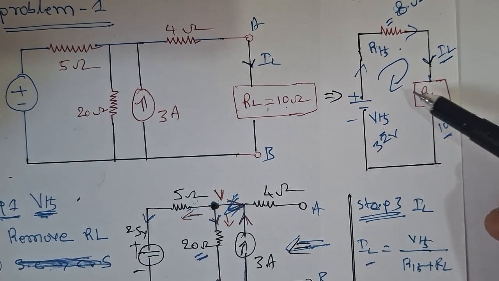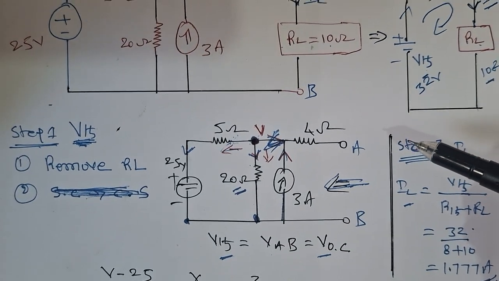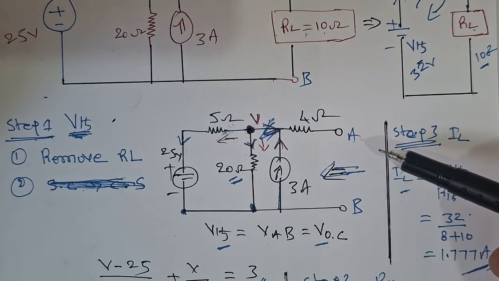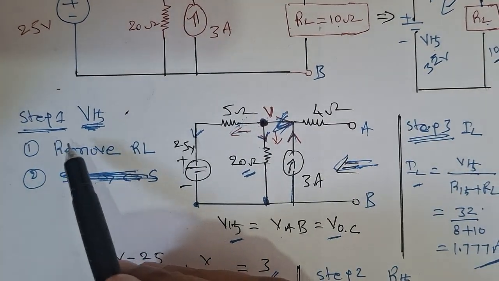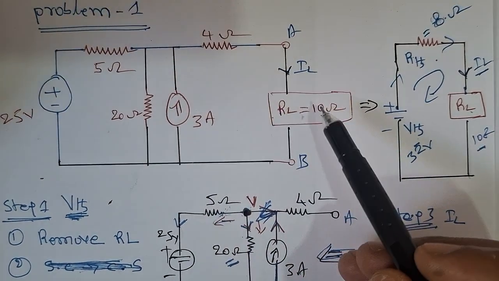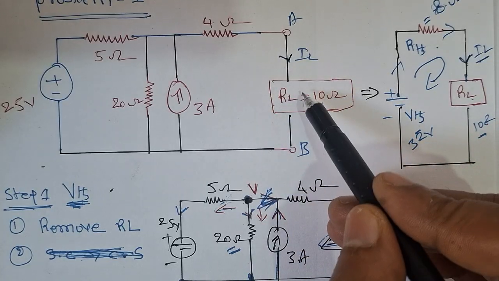Okay. Now let's start finding VTH step by step. So you have to follow the steps. Procedure is very important. Okay. First, step one, finding the VTH. So what is the first step? To find the VTH in the main circuit, we have to remove the load resistance.